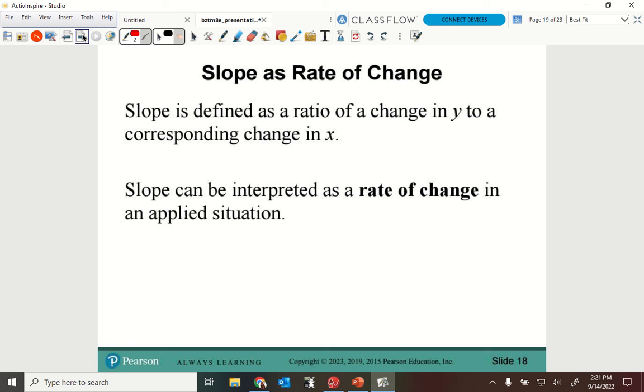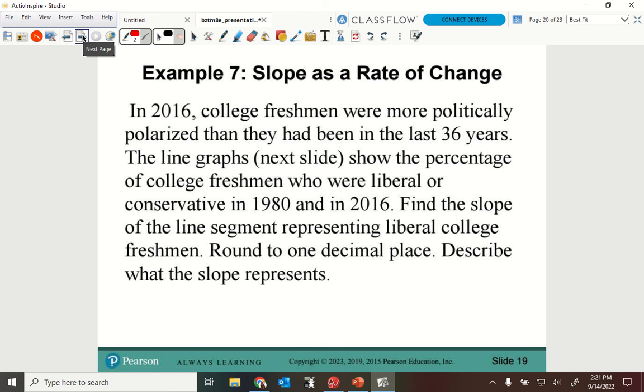Stuff like that. If you go to the grocery store, hamburger is $2.99 per pound. That's the rate of change, how much it is per unit. Okay, in 2016, college freshmen were more politically polarized than they have been in the last 36 years. The line graph shows the percentage of college freshmen who were liberal or conservative in 1980 and in 2016. Find the slope of the line segment representing liberal college freshmen. Round to 1 decimal place. Describe what the slope represents.